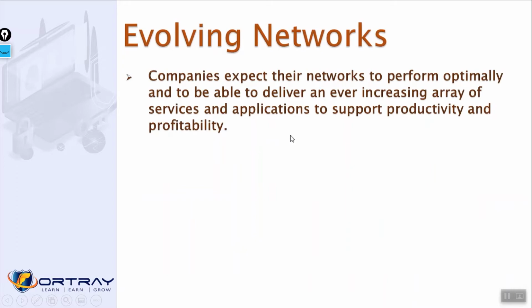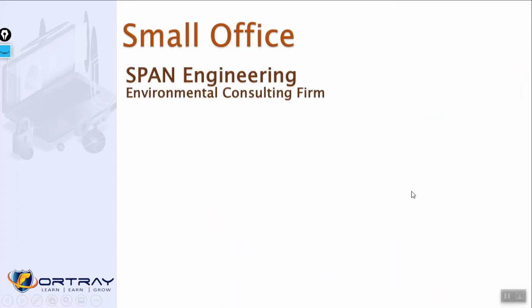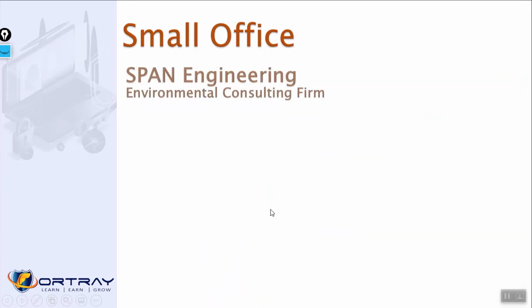Evolving network: companies expect their network to perform optimally and to be able to deliver an ever increasing array of services. Span Engineering example from the curriculum. There is one engineering headquarters, for example, and you can see the geographically multiple branches, small offices. So this is just an example.